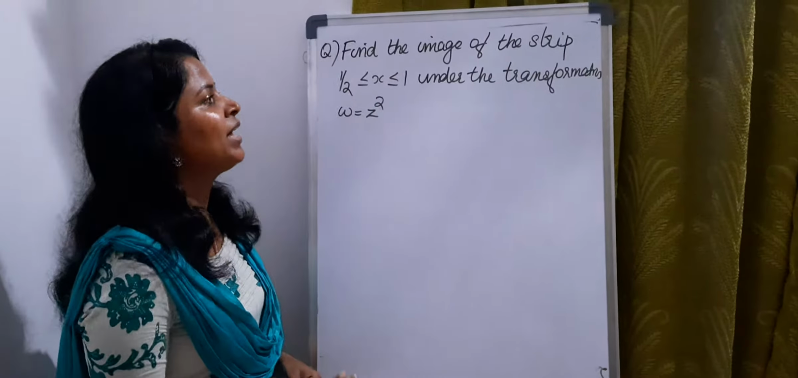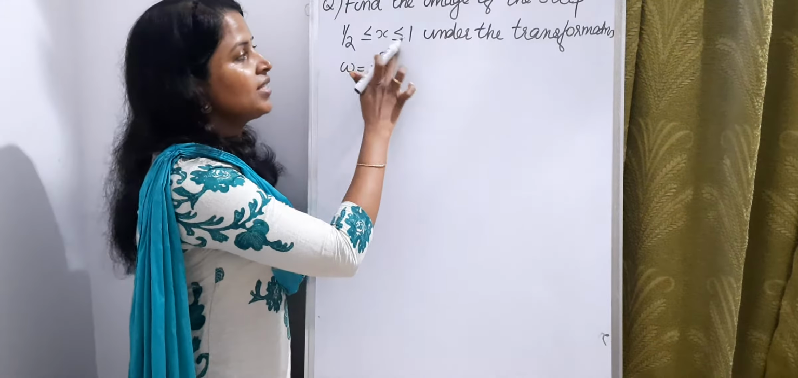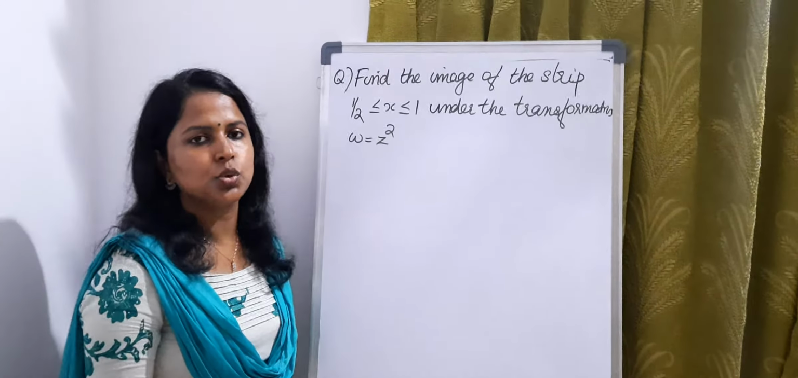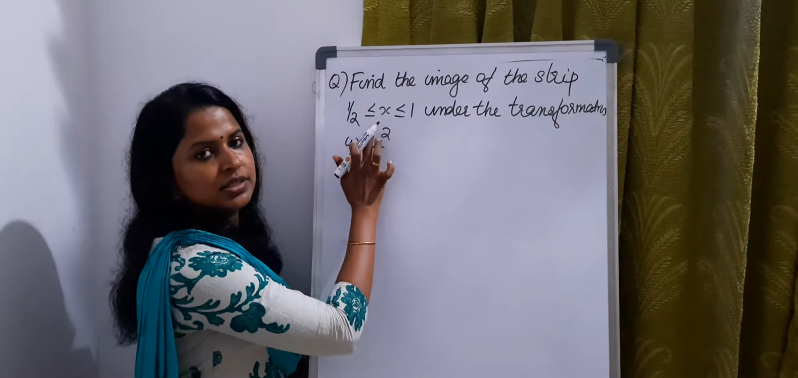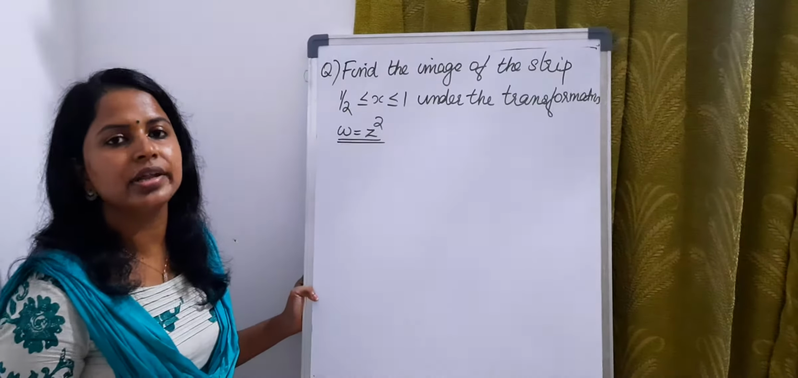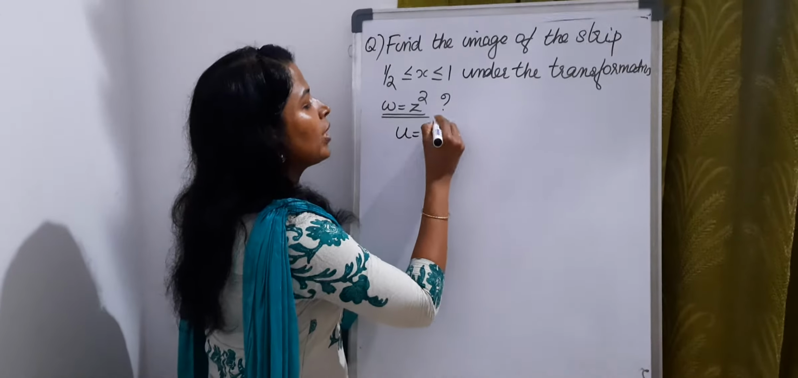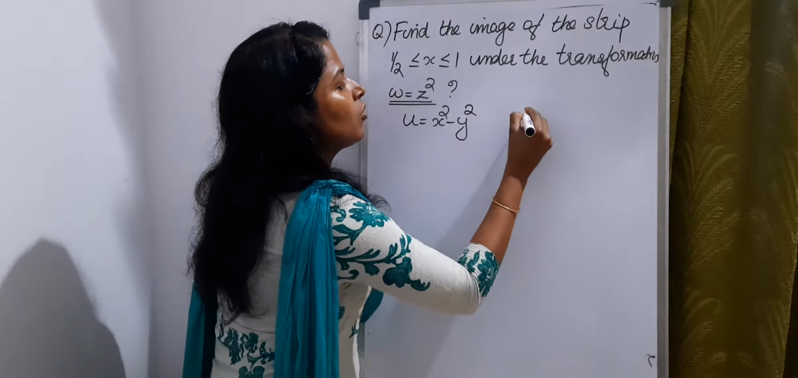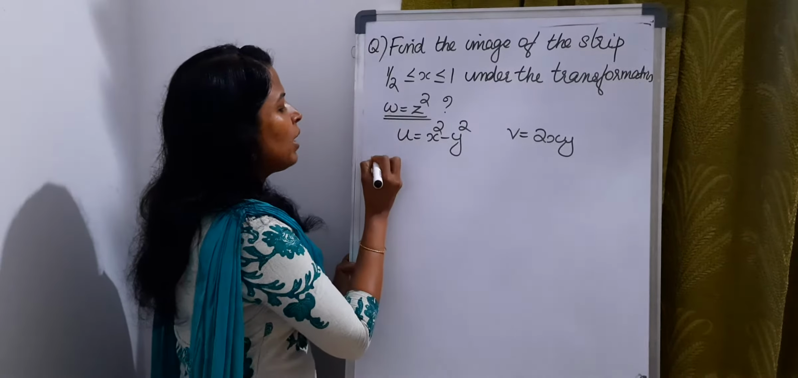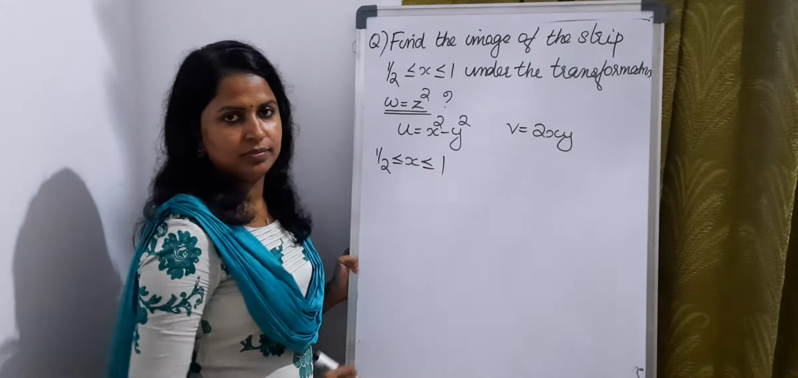Find the image of the strip 1/2 ≤ x ≤ 1 under the transformation w = z². Here the transformation is w = z². We already proved u = x² − y² and v = 2xy. Here the strip is 1/2 ≤ x ≤ 1.